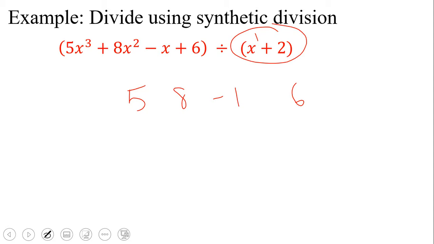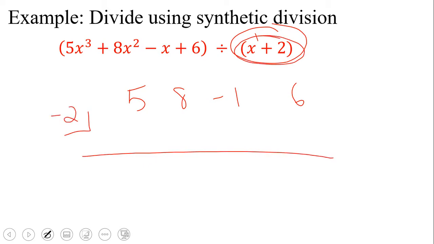Then from here, I like to draw a little box. Because this is x plus 2, you're going to switch the sign and plug in negative 2. Basically, whatever value would make that parentheses 0. Then you're going to bring down the 5. Multiply to the box. So 5 times negative 2 is negative 10. Add the column, negative 2.